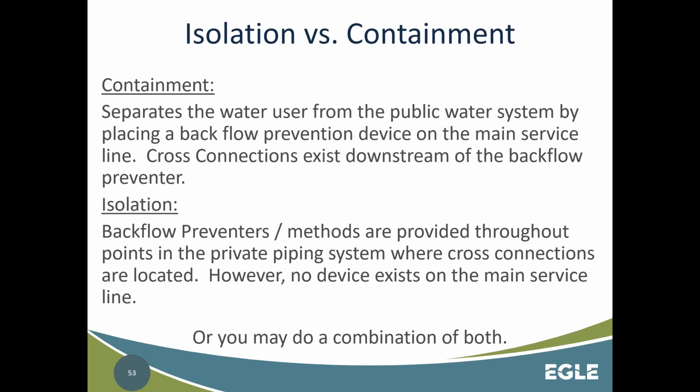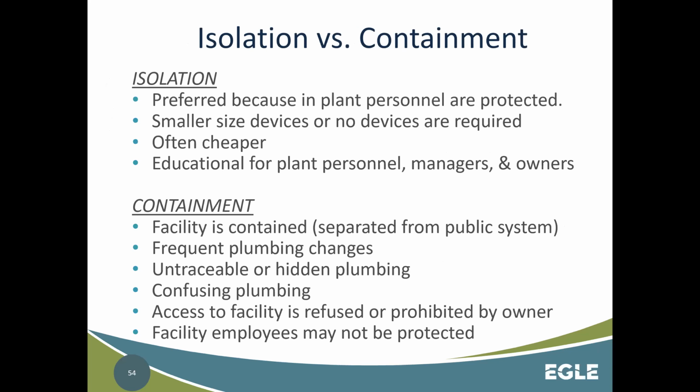I do not know of any city that doesn't require industrial or commercial customers to at least have containment. Not saying that it doesn't exist, but me personally, I work with a few different cities, and I don't know of any city that doesn't require any commercial or industrial line to have at least an RPZ on it. So isolation is preferred because it isolates it to a particular area of the building and it doesn't affect everyone. It can be cheaper.